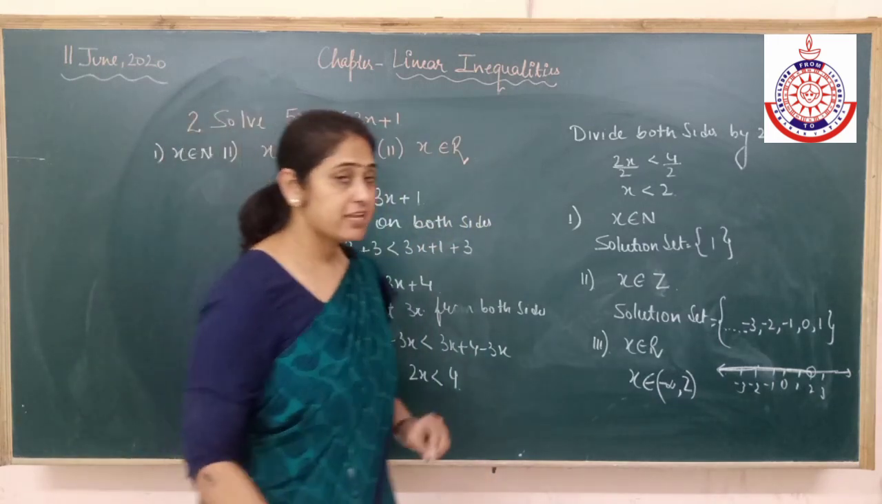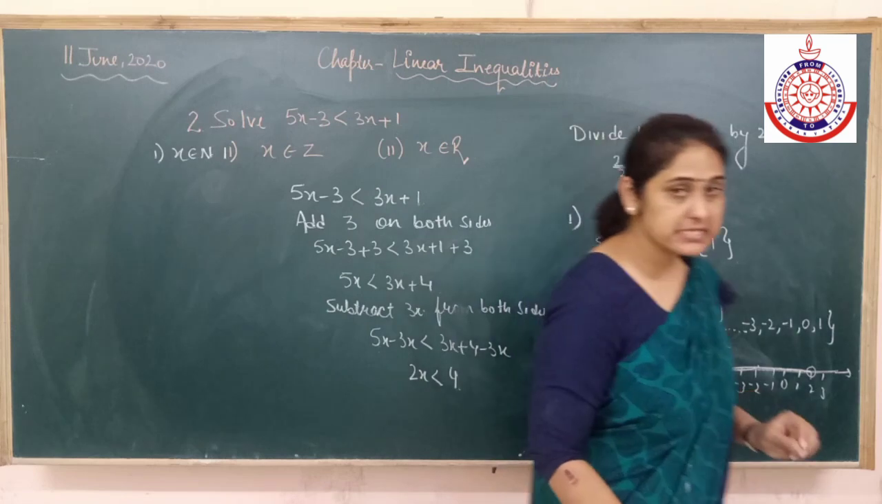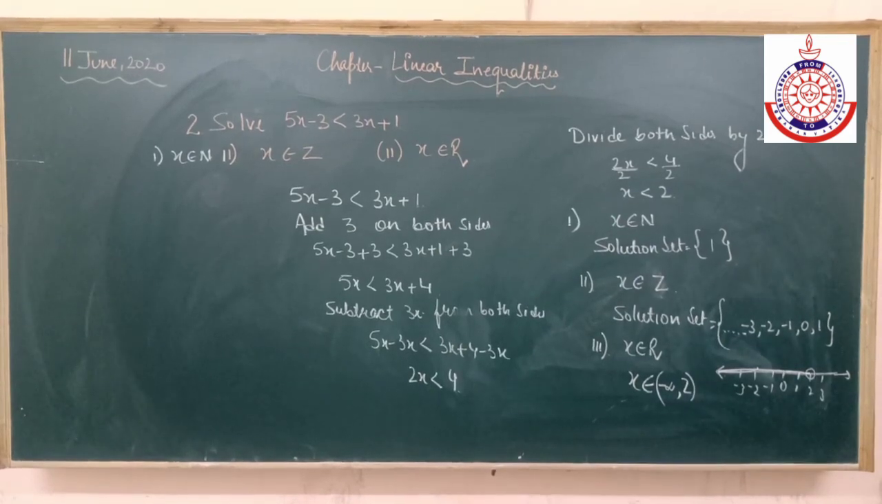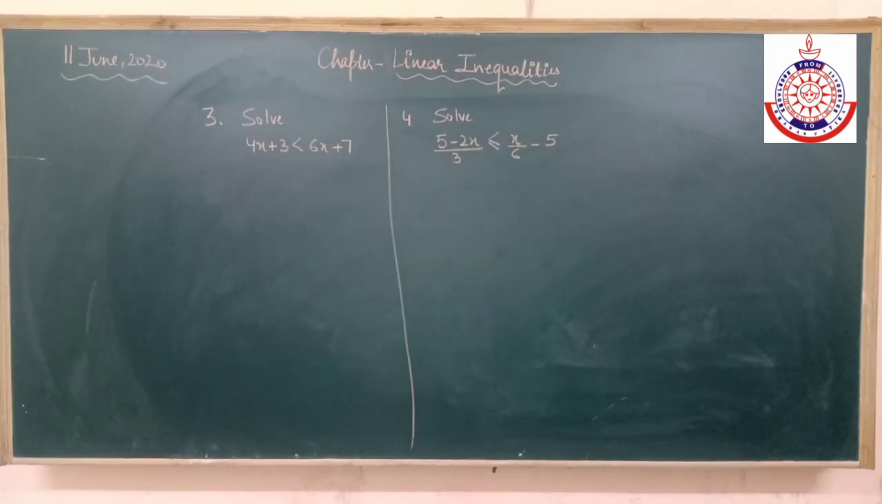Alright, so these intervals are very important. You have done in your basics. Fine. X is less than 2 where x belongs to real numbers. That means from 2, 2 is not included, I am going towards minus infinity. Let's pick up next questions.